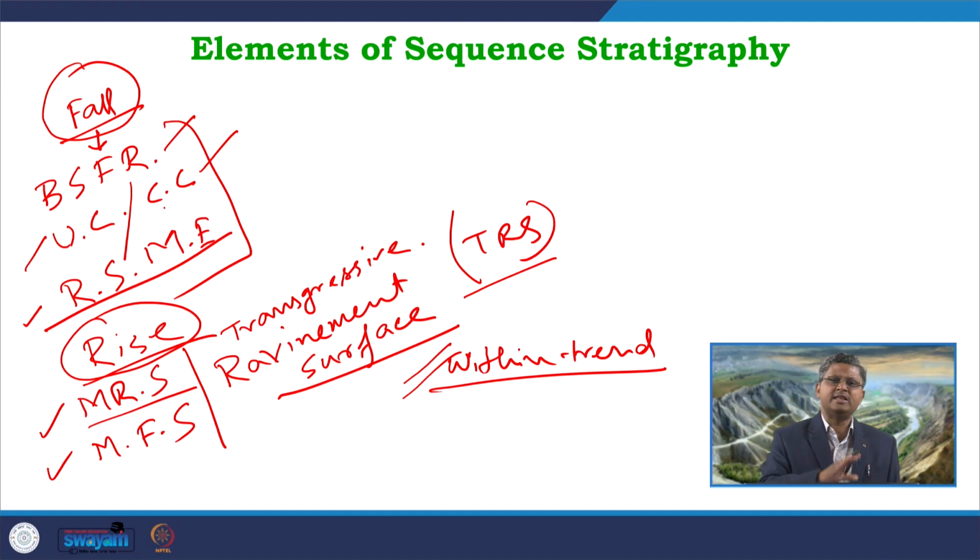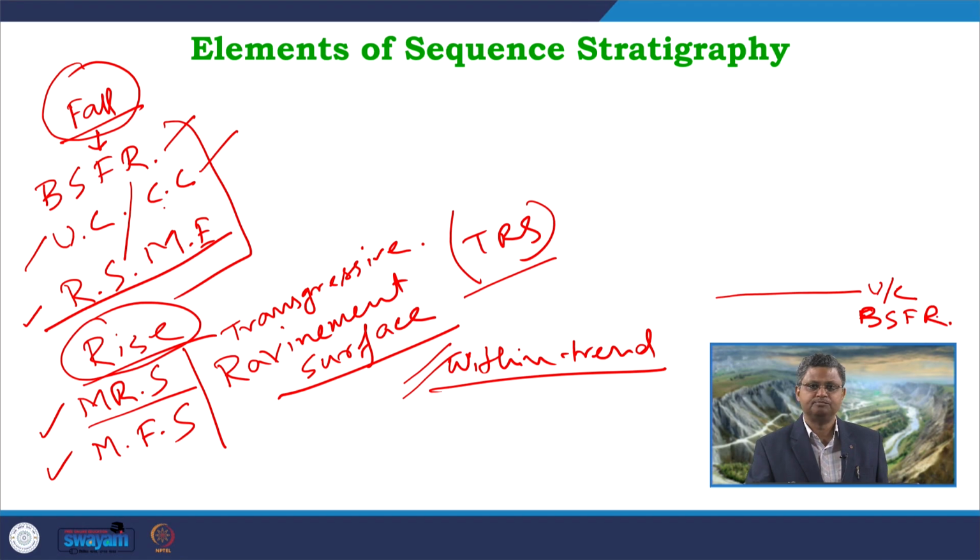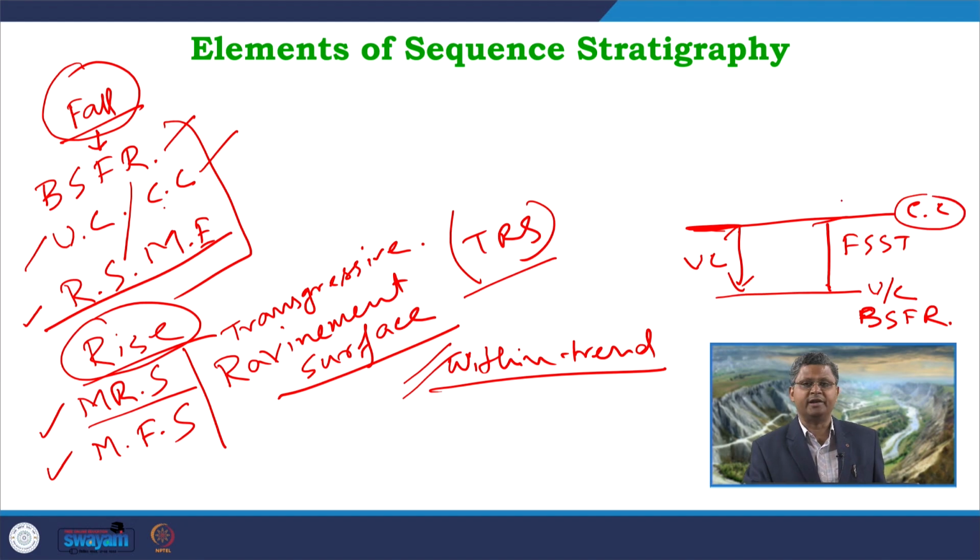Now, confined within these major surfaces, we get different systems tracts. At the bottom part, if I draw the first boundary, which may be an unconformity or a basal surface of forced regression, it will include the FSST, falling stage systems tract, which will be bounded by a correlative conformity surface. When it is unconformity, this entire portion is unconformity, and it is correlative over here in the deeper part where we are getting this FSST. When it is an unconformity, there is no deposition, it is entirely erosion.